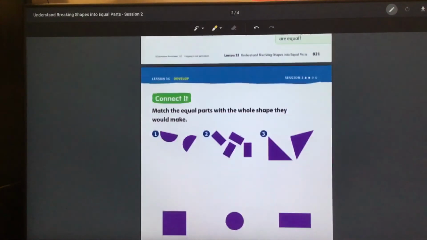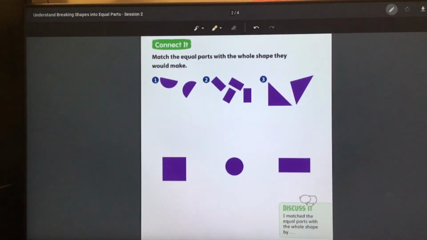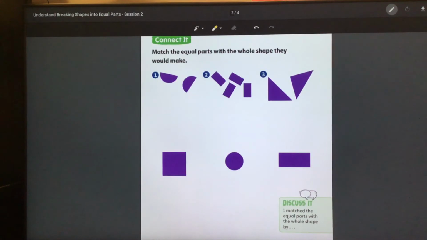Okay, going to the other side. So it says match the equal parts with the whole shape they would make. All right, so if you look at number 1, you can see that you have like half of a circle here and half of a circle here. If you took both of these and you put them on top of each other, would you get a square? Would you get a circle? Or would you get a rectangle? I hope you said circle.